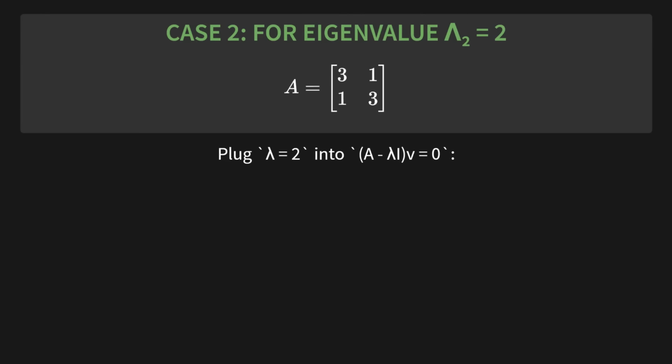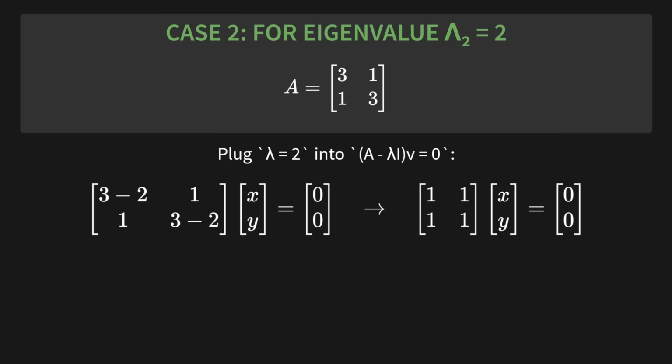All right, let's do it again for case 2. For our second eigenvalue, lambda 2 equals 2, we're going to move a little faster this time. You know the drill. We plug lambda equals 2 into the equation A minus lambda I times v equals 0. That gives us the matrix 3 minus 2, 1, and 1, 3 minus 2, times x y equals 0, which simplifies to the matrix 1, 1, 1, 1.